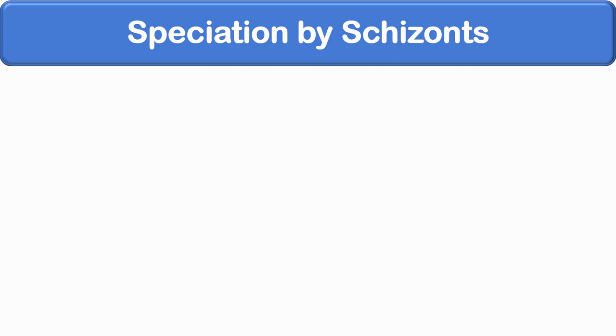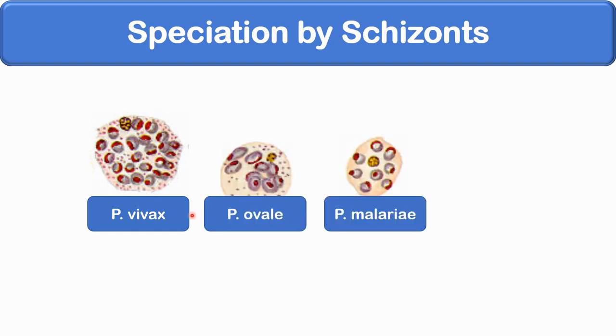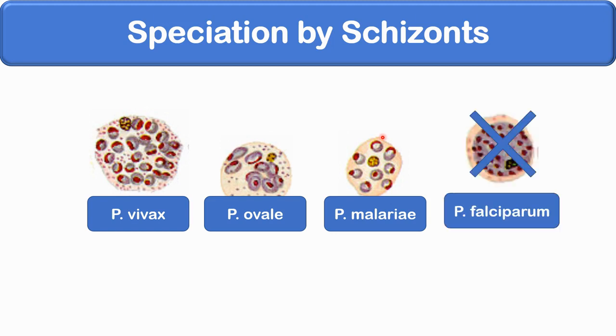For example, in Plasmodium vivax, schizont is large, 9 to 10 micrometer, completely fills the enlarged RBC and contains 12 to 24 merozoites per schizont. In Plasmodium malariae and Plasmodium ovale, schizont is small, about 6 micrometer, fills 3/4 of the RBC and contains 8 merozoites per schizont. In Plasmodium falciparum, schizonts are not seen in the peripheral smear.